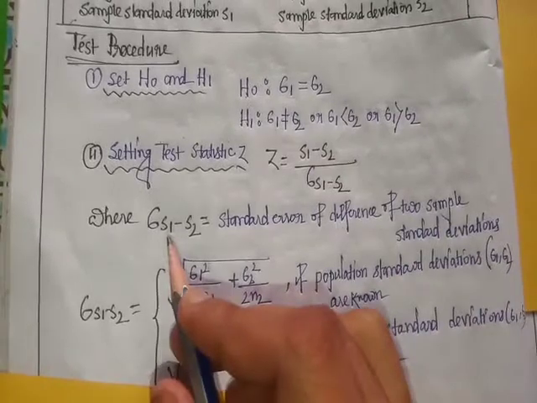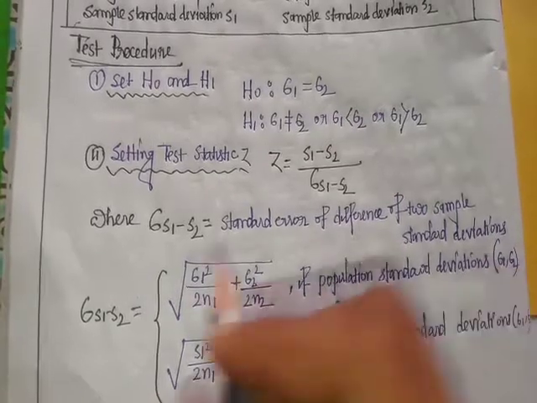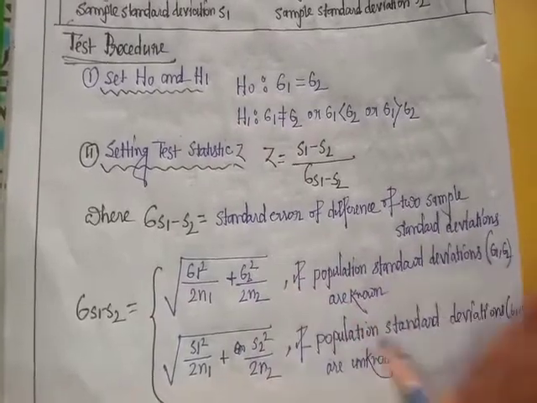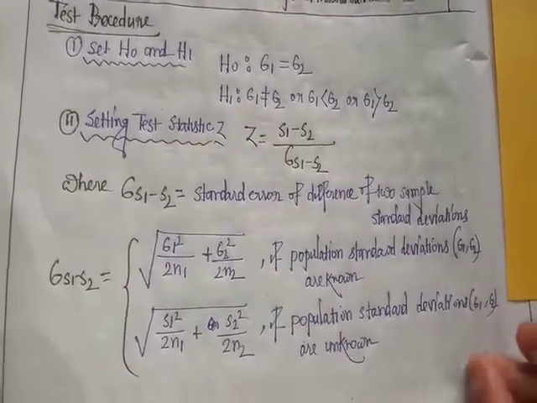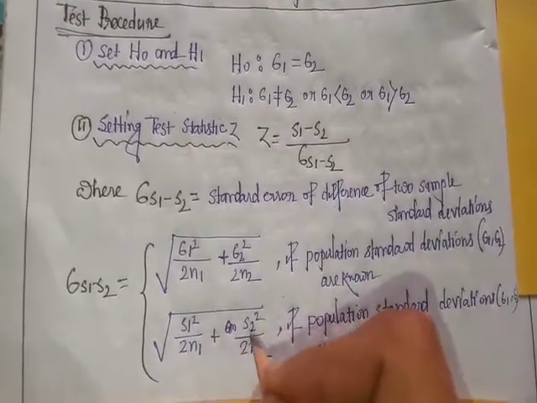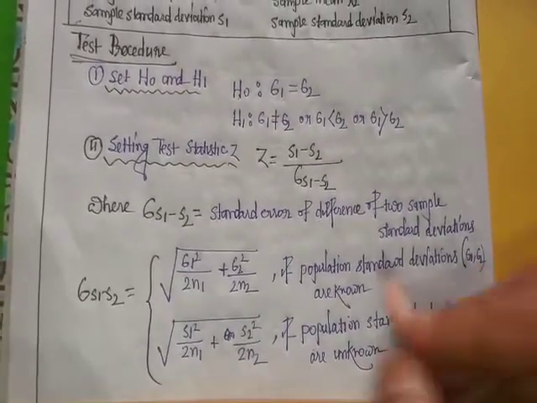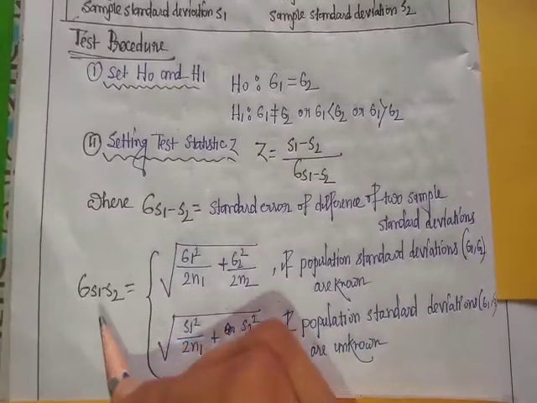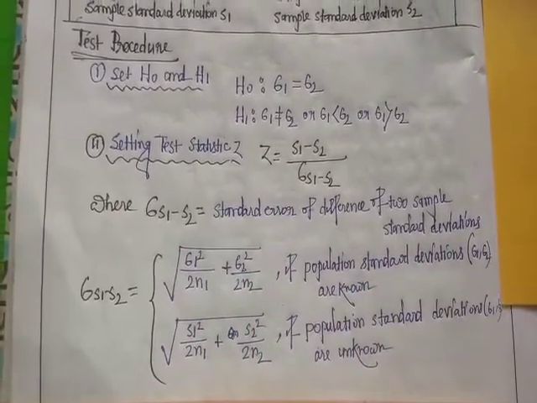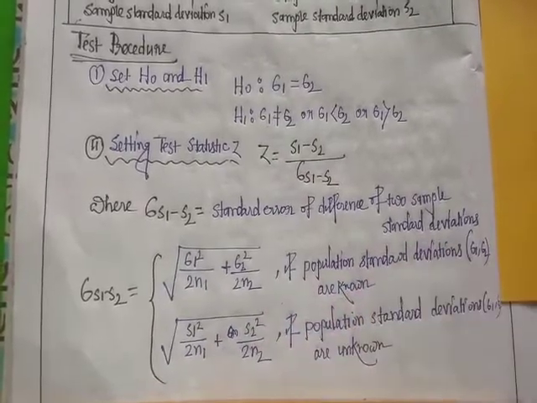The formula for sigma of S1 minus S2: when population standard deviations sigma 1 and sigma 2 are known, the formula is root over sigma 1 square by 2n1 plus sigma 2 square by 2n2. When population standard deviations sigma 1 and sigma 2 are unknown, the formula is root over S1 square by 2n1 plus S2 square by 2n2. Okay, that is, when sigma 1 and sigma 2 are known, use the first formula, and when unknown, use the second.